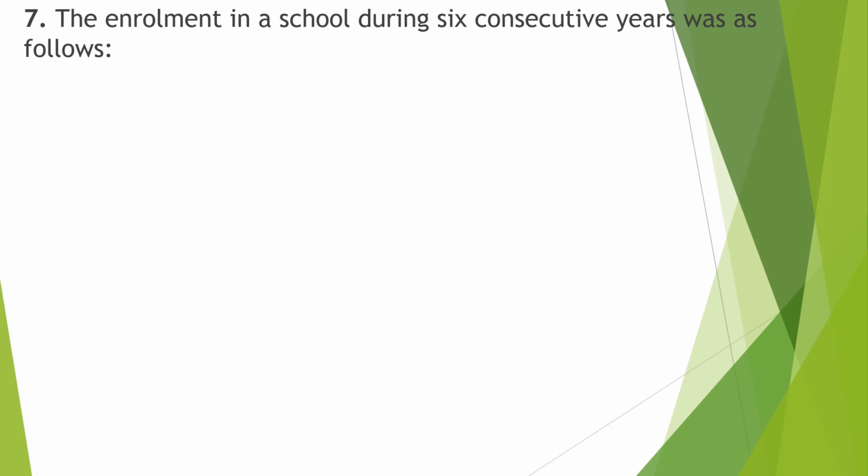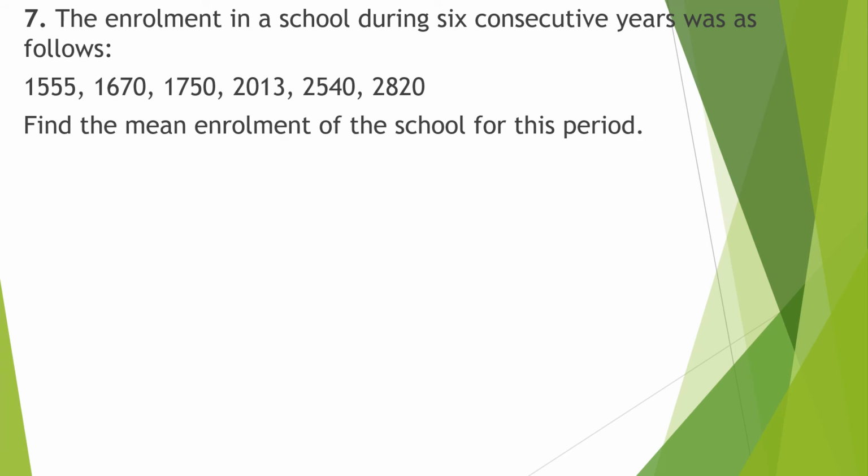Now we move to question number 7. The enrollment in a school during 6 consecutive years was as follows: 1555, 1670, 1750, 2013, 2540 and 2820. Find the mean enrollment of the school for this period.